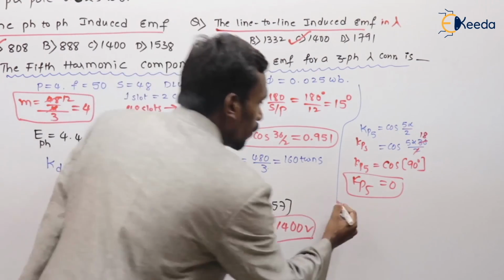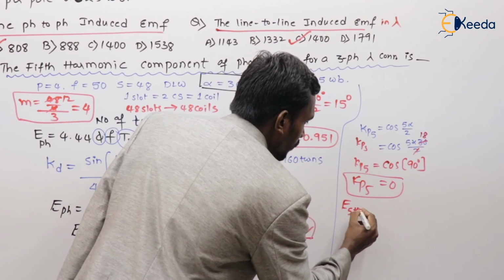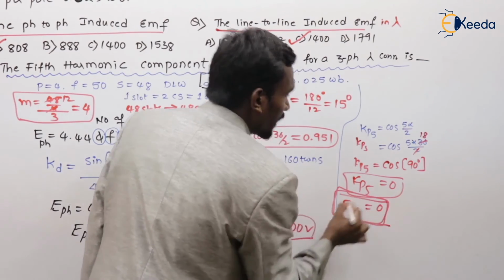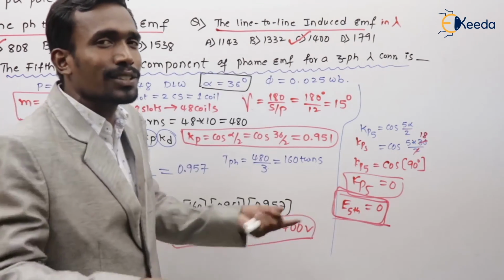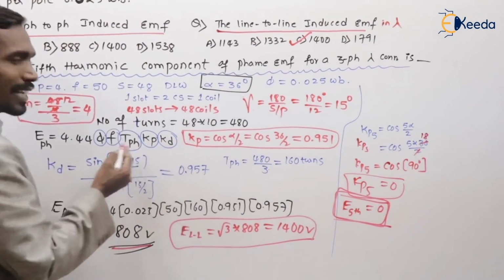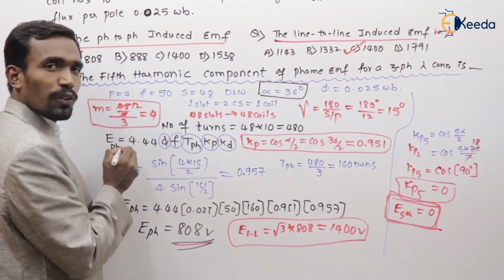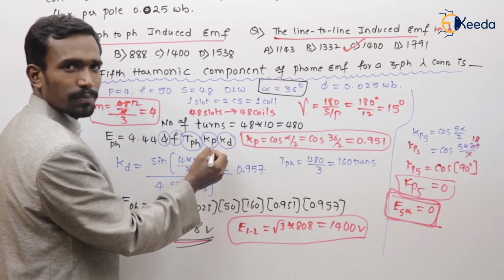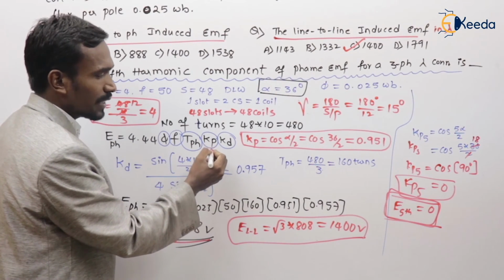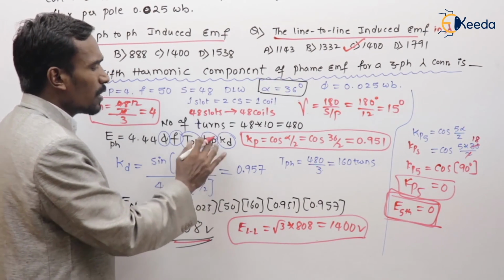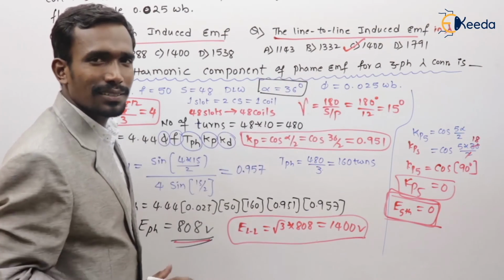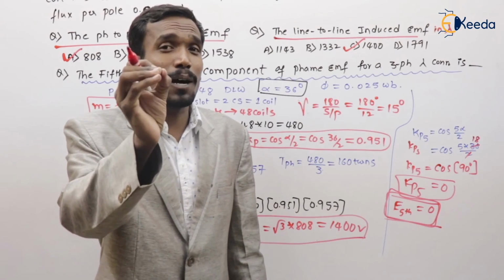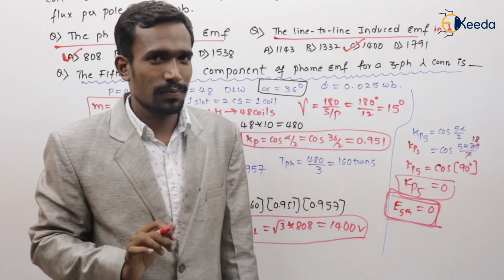Now can you tell me what is the EMF for the fifth harmonic? The fifth harmonic EMF is equal to 0. So why is it 0? See here: if I have to find the fifth harmonic EMF, I have to substitute Kp5. If I substitute Kp5, this is 0, and 0 into anything is 0. So this is the way of approaching the question.